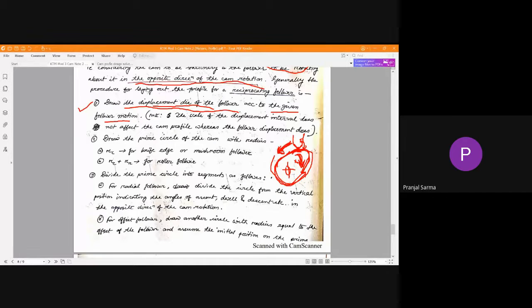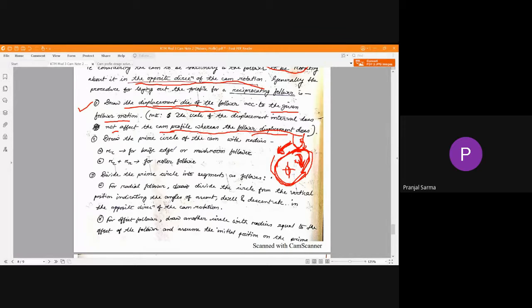Okay, so now one important thing is that the scale of the displacement interval is not going to affect the cam profile. But if you consider the follower displacement scale, that is going to give you a different look, or you can say it will basically affect the size of the cam profile.